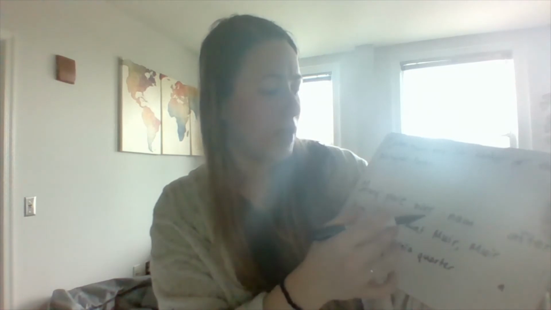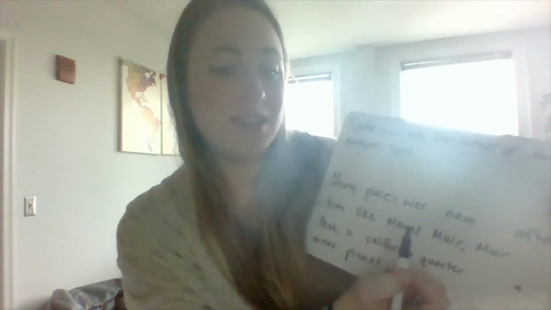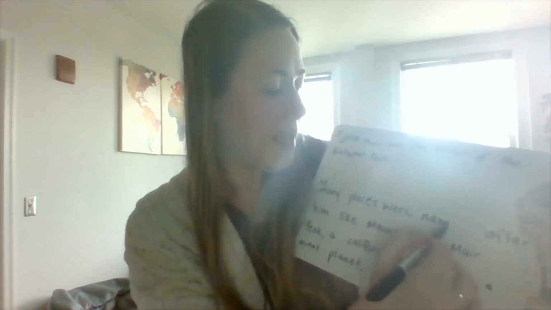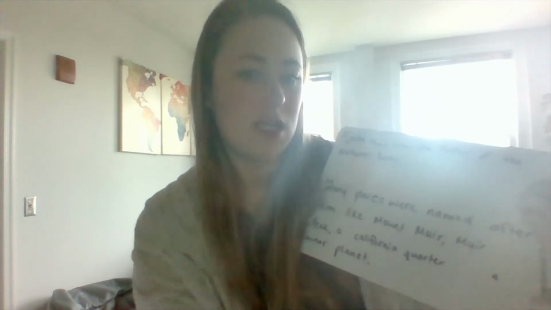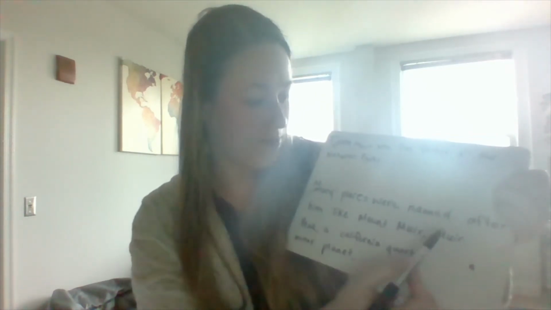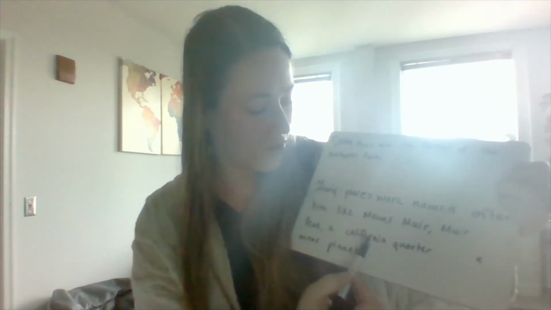Okay. Many place were name. Oh, I need to add S for places. Many places were. That's not how you spell were. We got to add our final E. That's a sight word. Were named. That's not how we spell named. Got to do ED. Add ED to the end. Many places were named after him, like Mount Muir, Muir Peak, a California quarter.